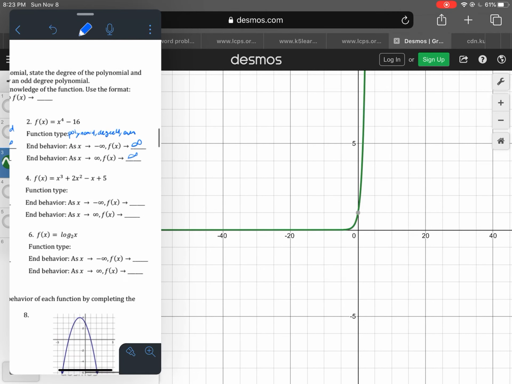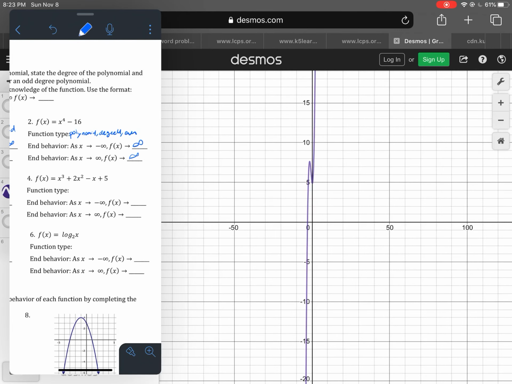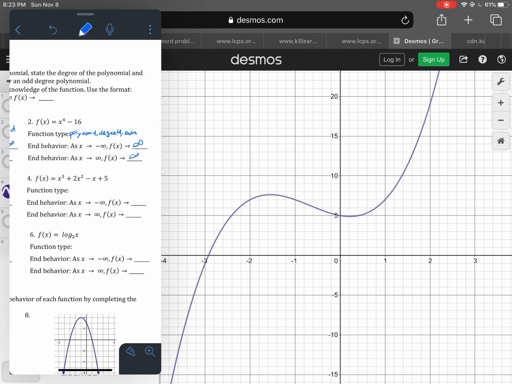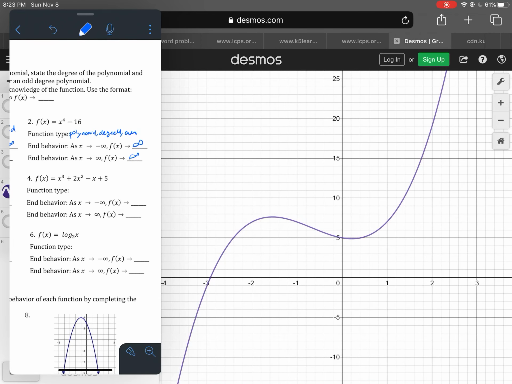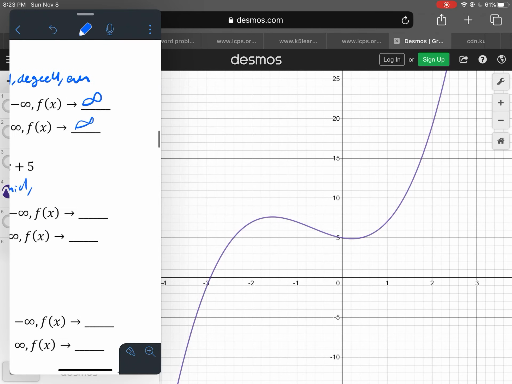All right. Let's try x to the power of 3 plus 2x minus x plus 5. Let's plot that guy. Kind of a cool looking function here. So if we look at this, it says, first off, what is this? This is going to be a polynomial. It's degree 3.